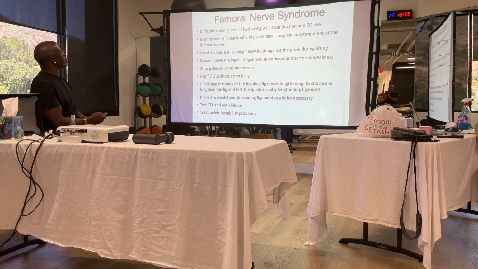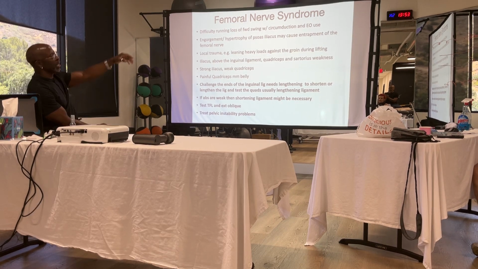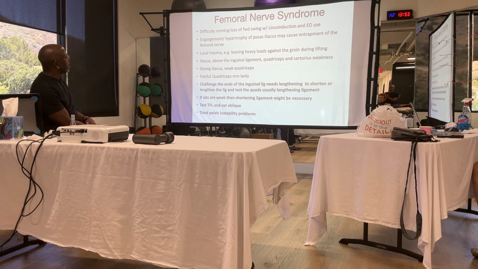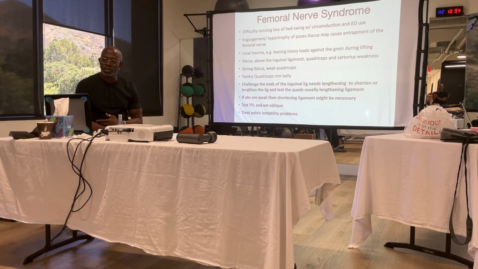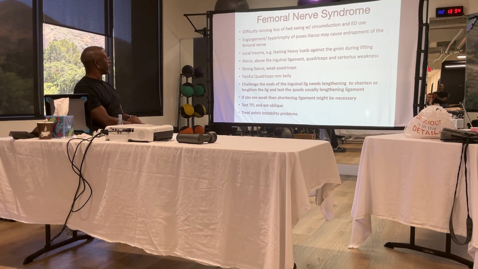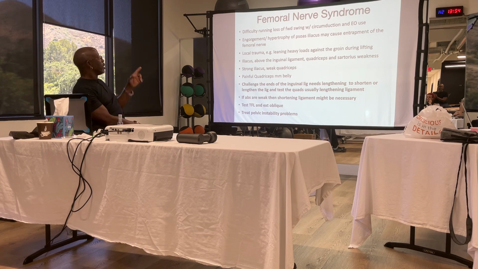So the femoral nerve syndrome we see when the person has running loss, forward swing, and starts circumducting the leg with external rotation. For example, we can see weakness of the quadriceps as a result of impingement of the femoral nerve at the inguinal ligament. Also, if you carry something heavy and rest it on your groin to open a door, or you are carrying something heavy whilst you walk, lifting a box that pushes into it, you can damage the femoral nerve.